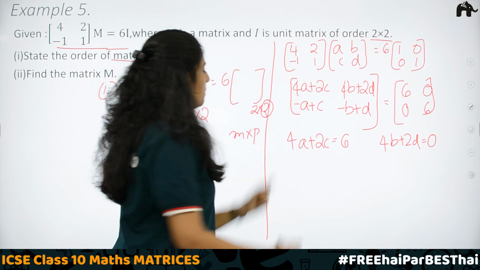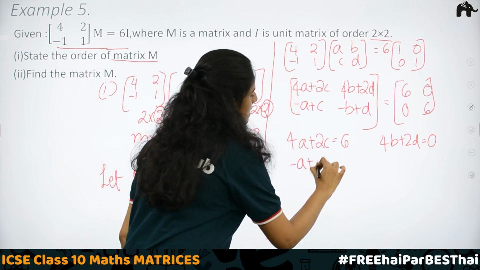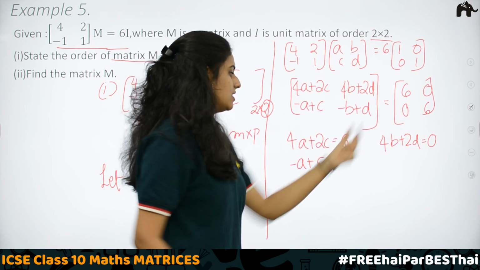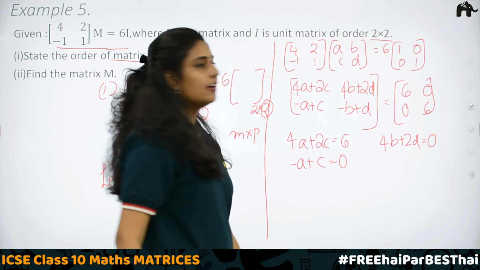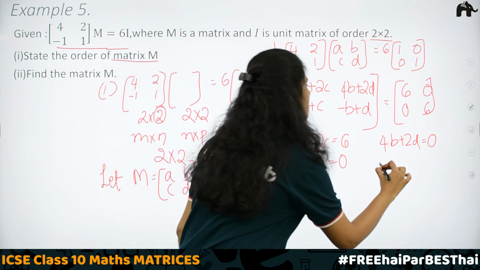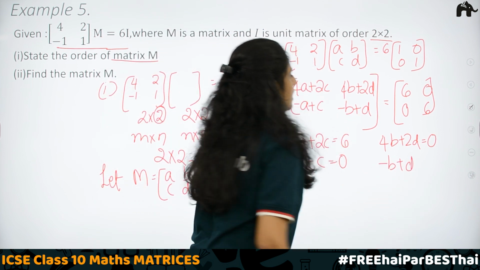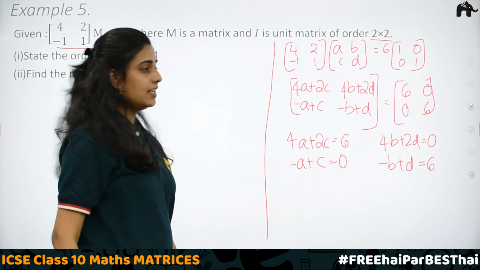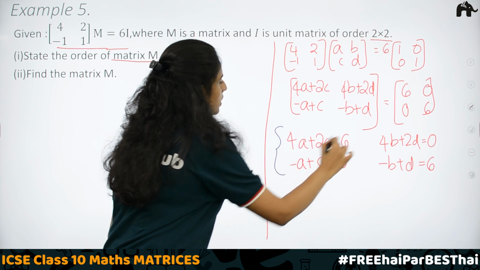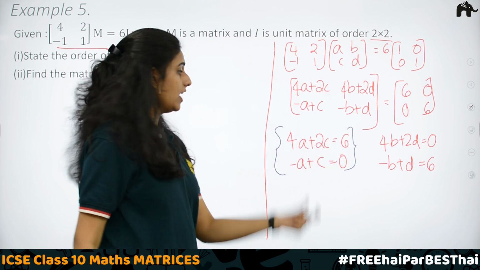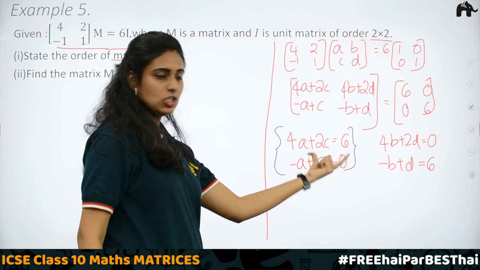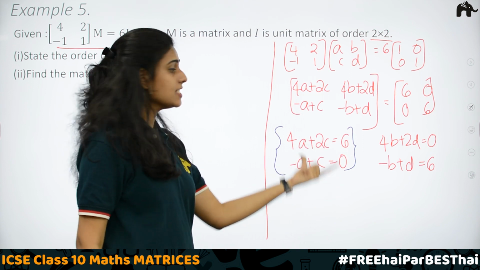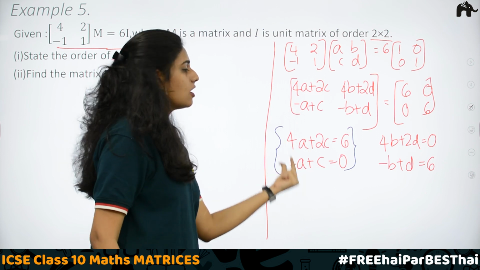Now third, minus A plus C. What is this equal to? This is equal to the third element in this matrix, which is 0. Now the fourth, here we have minus B plus D. In the same position we have 6. Now when you consider these two equations, we have A and C in the first equation. Even in this equation we have A and C. These are linear equations in two variables. We can solve them to get the values of A and C.